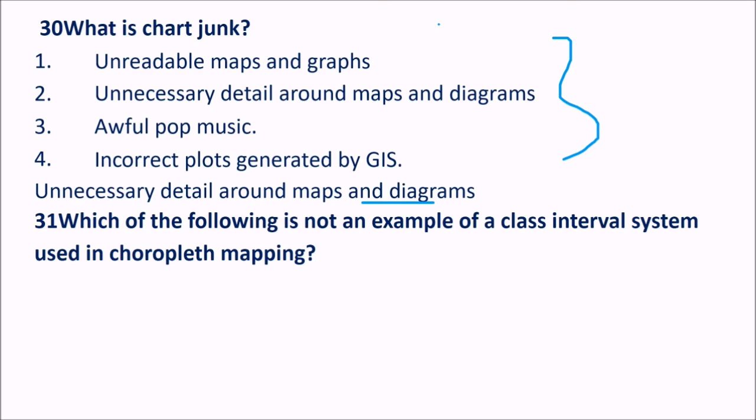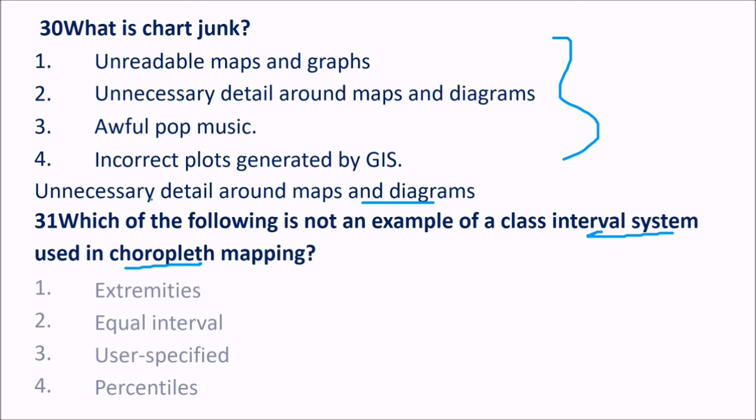Chart junk. The next question is, which of the following is not an example of class interval system used in choropleth mapping? And you got it right. These are 4 options. Extremities, equal interval, user specified, percentiles. Answer is extremities. So these are a few more questions, MCQ questions on GPS, GIS, and your remote sensing.